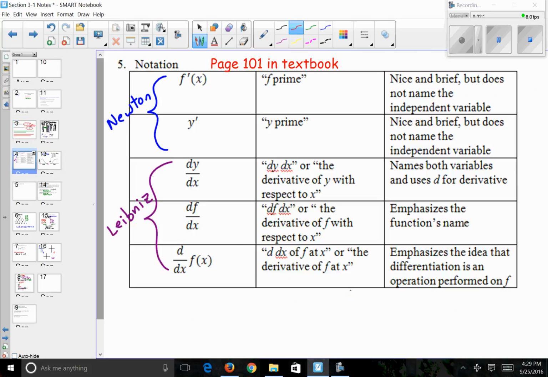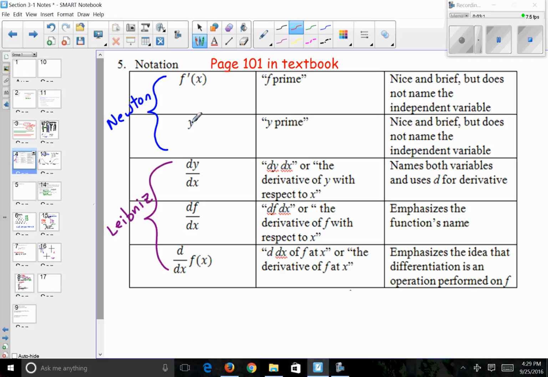In terms of notation, it can be a little bit confusing. There's a lot of different notation, mainly because Newton had his notation and Leibniz had a different notation, but for the same concepts. So the first notation, which is Newton's, is called prime notation, in which we use prime marks, which are really superscript Roman numerals, but when we see them, we say prime. So we could say f prime, or we could say y prime, depending on how we define the function. These are very nice. They're very brief. The drawback is they don't tell us what our independent variable is, especially if we have multiple independent variables. That can be very confusing.